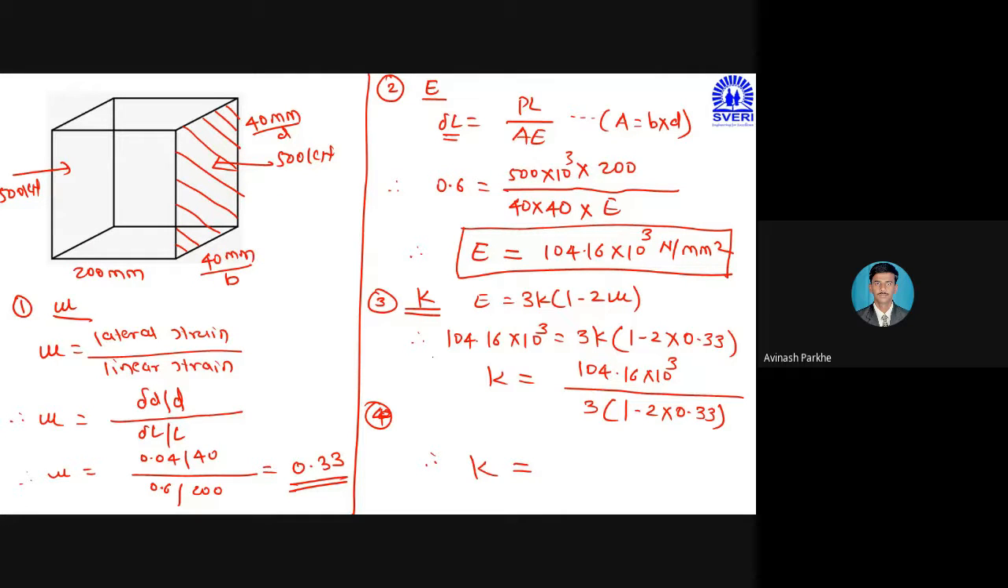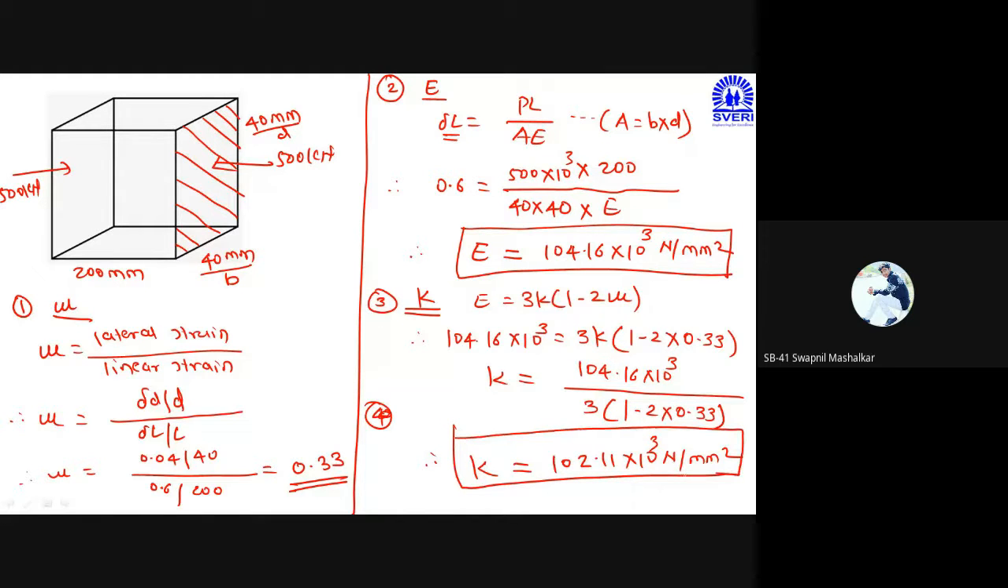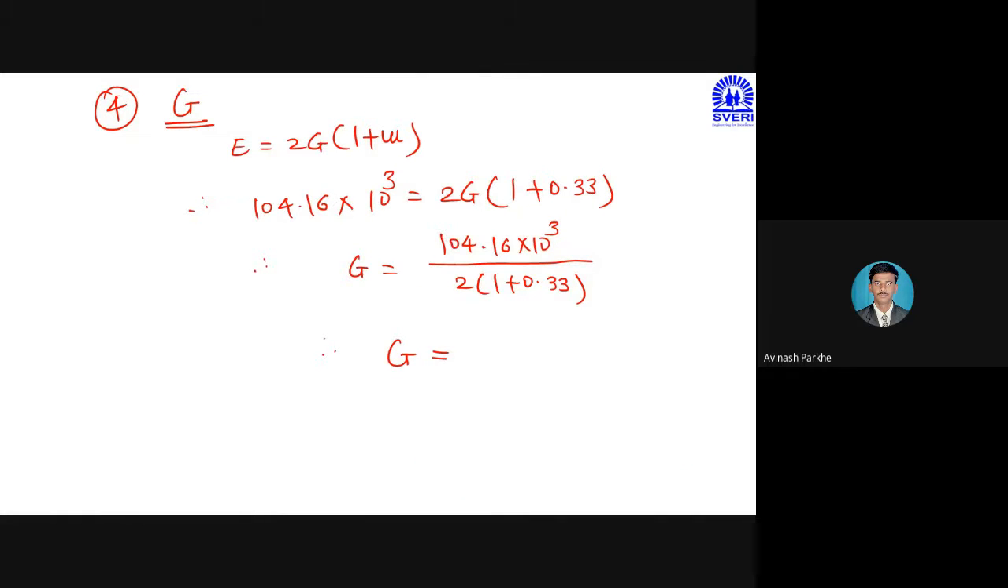Yes, 102.11 is correct. 102.11 Newton per mm square. This is the value of bulk modulus K. And G? 39.15 into 10 raised to 3 Newton per mm square.